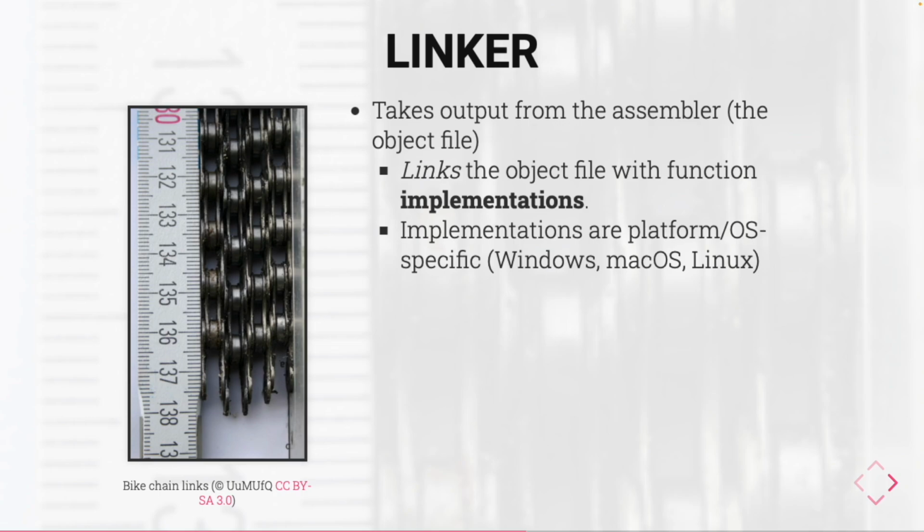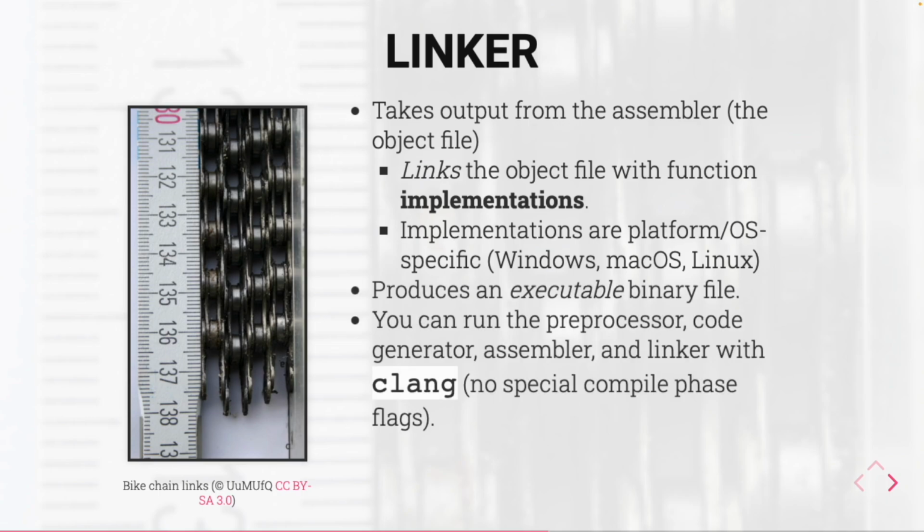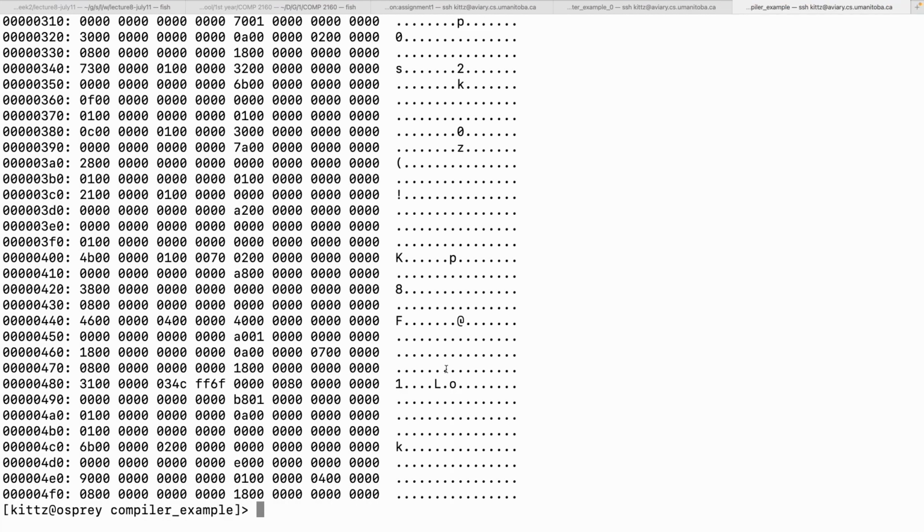Implementations are platform and OS specific. Printf on Aviary is going to work differently from printf locally on my Mac, which will work differently from printf on any Windows machines. And then it produces a file that is finally executable. And you can run preprocessor, code generator, assembler, and linker. That is all of the steps with just Clang. Clang is just these 4 steps, so yeah, if you want to run all 4, just run the normal command.